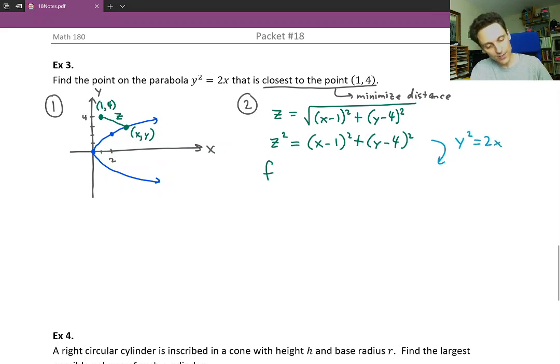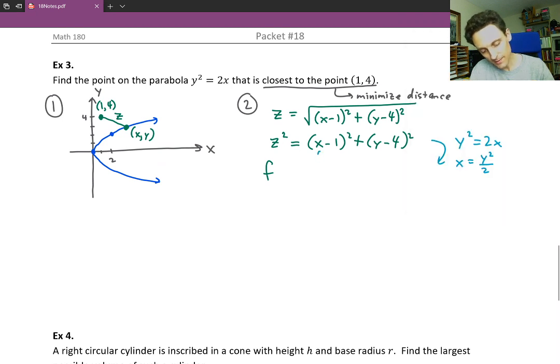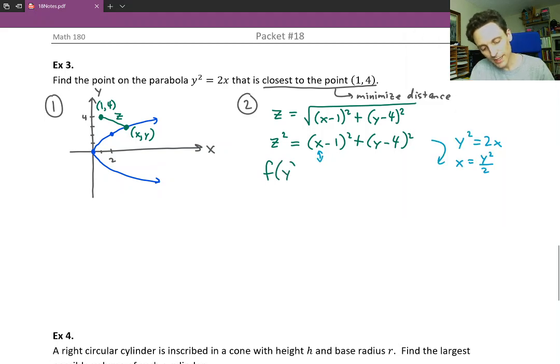Now here it's easier to solve for x in terms of y. So we have x equals y squared over 2. We're going to replace this x here with y squared over 2. So we're going to get the square of the distance function as a function of y only.